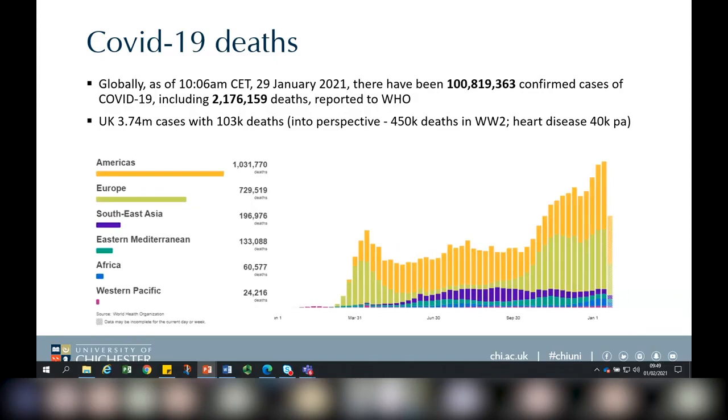So let's have a look at globally in terms of global comparisons. We can see here that the Americas have a lot of deaths. However, America is absolutely huge. So if we compare it with Europe, Europe is tiny compared to America in terms of population. So actually, this highlights that Europe hasn't been doing very well at all. And interestingly, Southeast Asia is quite low, Eastern Mediterranean, Africa and Western Pacific, which includes China, is tiny.